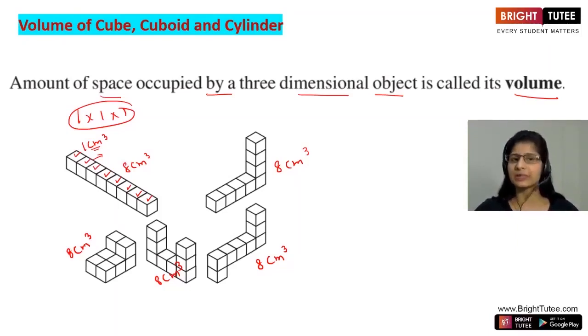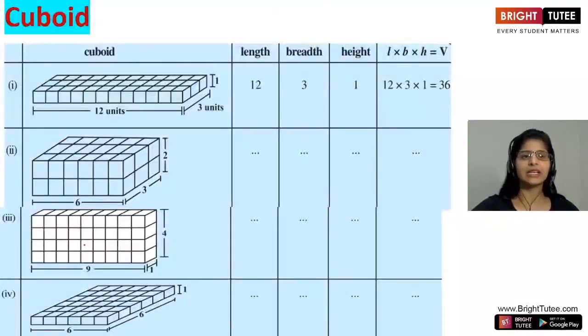Okay, so volume is the space occupied by them. And how do we calculate the volume? By multiplying the 3 dimensions. So suppose we take a cuboid made up of 36 cubes of one unit. We can arrange them in different forms, but the volume will remain the same. So it is length, breadth, height. One is solved for us and we get 36.